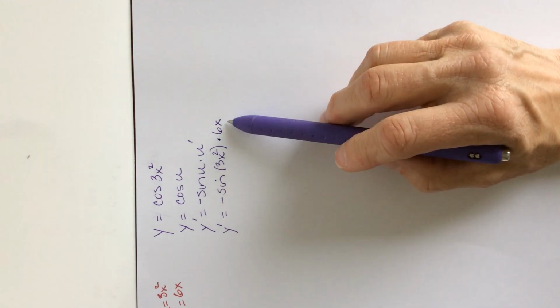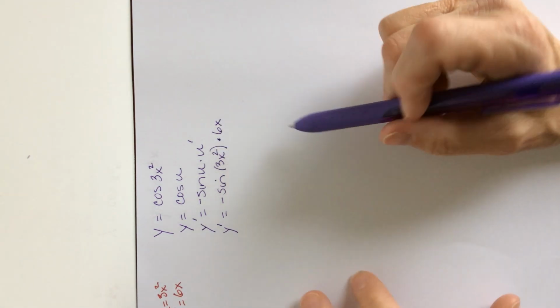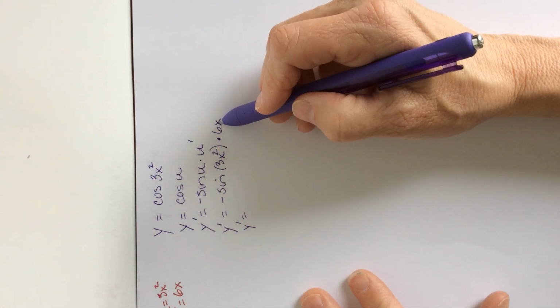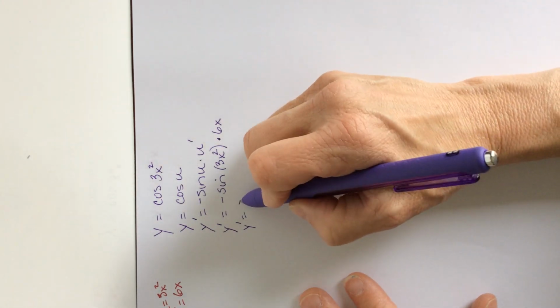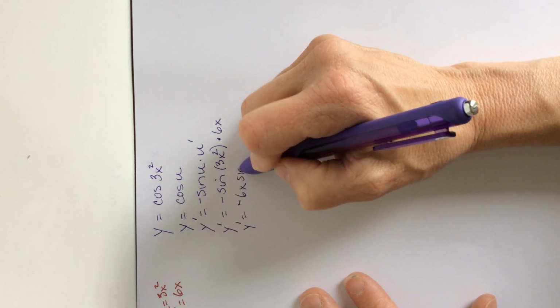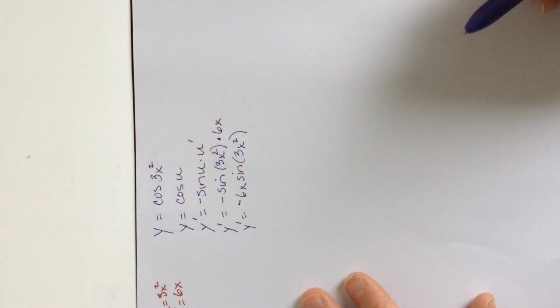Now, 6x does not get multiplied by 3x squared. But what we can do is take that 6x and bring it out front and make it a coefficient, maybe. So that would be negative 6x times the sine of 3x squared.